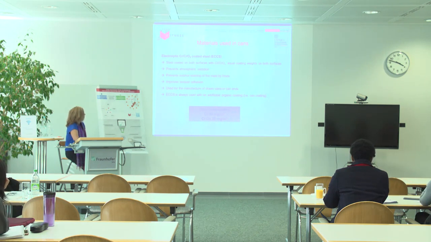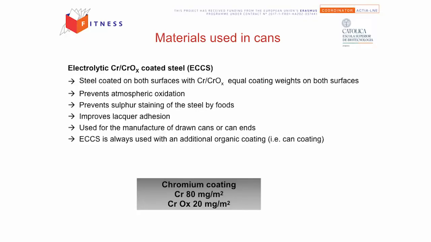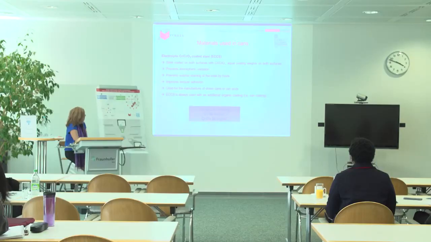Okay, for the chromium coatings, it is easier. Typically we use 80 milligrams per square meter of chromium and 20 milligrams of chromium oxide. That's the regular. And we will see this a little bit later, so I don't need to explain it now.